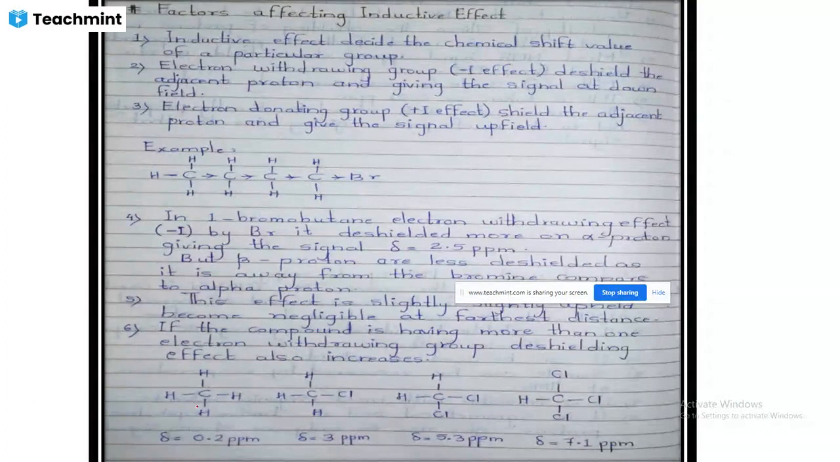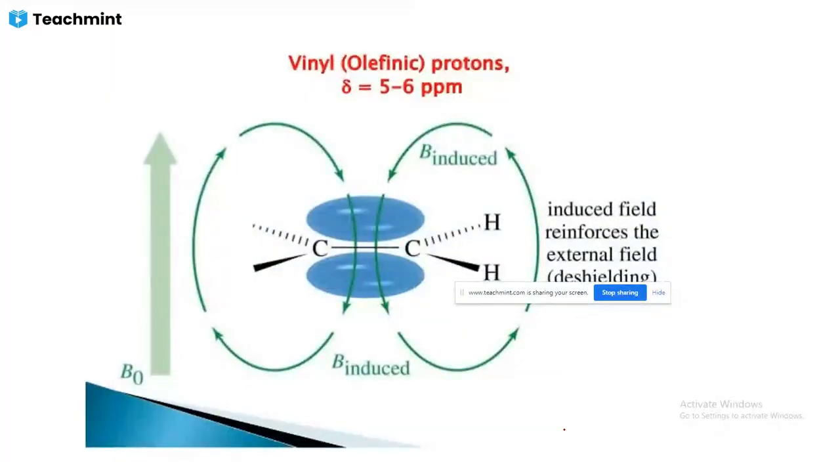Well, in the first example, there are four hydrogens attached to the carbon. In the second, one hydrogen is replaced by a chlorine atom, meaning the chemical shift value increases. In the next case, another hydrogen is replaced by chlorine, meaning the value again increases. And in the last example, CCl3H, three hydrogens are replaced with three halogen atoms. At that time, the highest value of the chemical shift, delta equal to 7.1 ppm. So the next important parameter is the anisotropic effect or magnetic anisotropy.